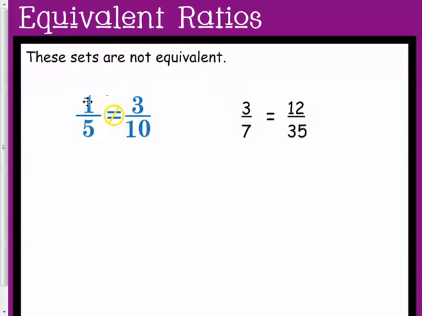Some sets are not equivalent. For example, if I take 1 times 3, I get 3. If I take 5 times 3, I don't get 15 here. It says I get 10, and that's not true because 5 times 3 is 15, so this is not equivalent. 3 times 4 gives me 12, and 7 times 4 gives me 28, not 35. So again, these are not equivalent, and we show that by putting a line through the equal sign, or you can make it look like that as well.